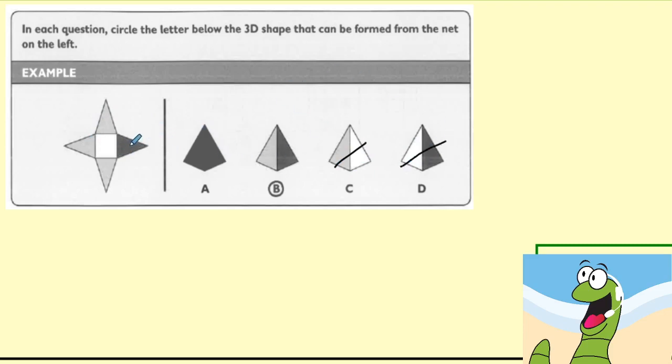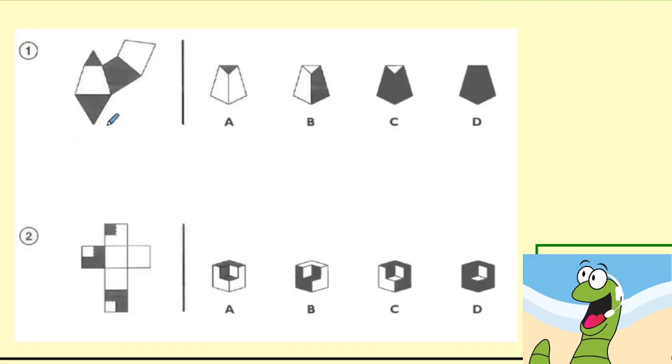We also know that only 1 side is dark. But this one's got two sides dark, get rid of that. So the answer rather is B. Let's have a look at the actual questions. So the questions are never as easy as the examples.